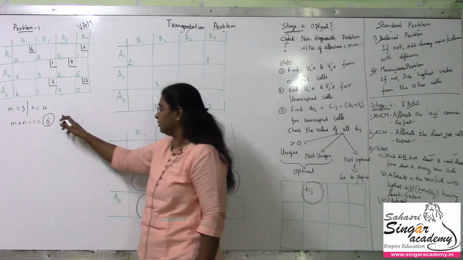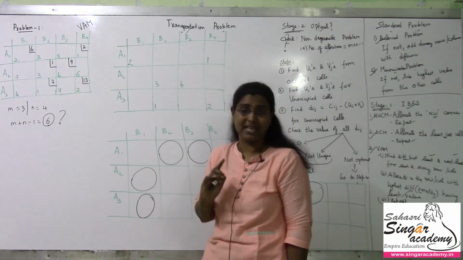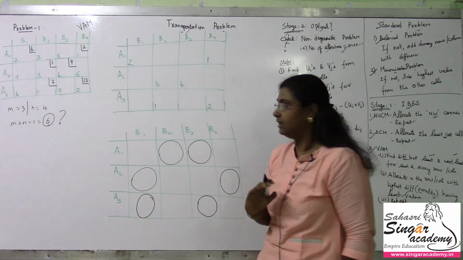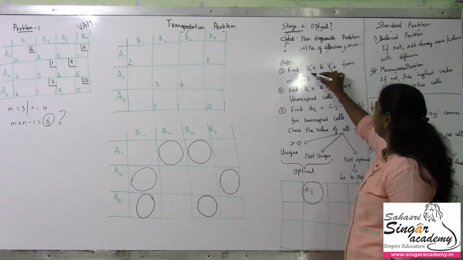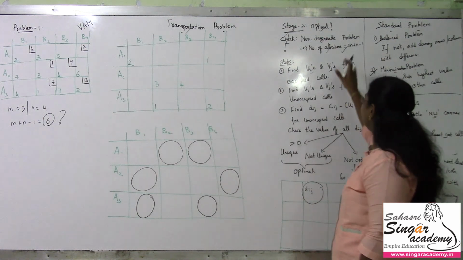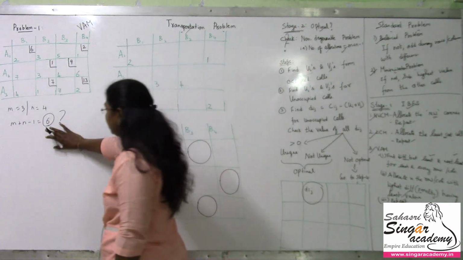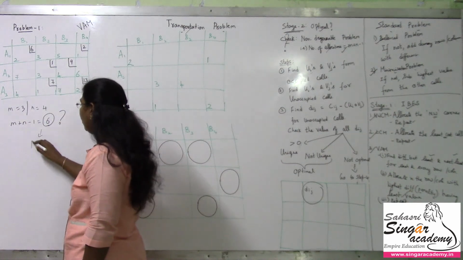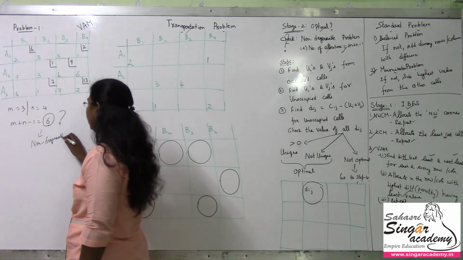Why is there a check here? In case there are fewer allocations than 6, it should be exact. If it is less than that, then we cannot go for the subsequent steps, because we are going to find new costs called Ui and Vj, and those cannot be found. To find them, the number of allocations should be exactly m plus n minus 1. So I have the number of allocations equal to 6, the exact number of allocations in the table. So this problem is now a non-degenerate problem, which means you can proceed further for checking the optimality.